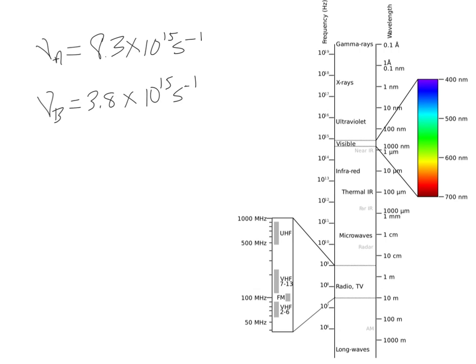Last part of the problem says, what kind of electromagnetic radiation is it? Well, we're going to look at that diagram like the one I have here, similar to one that's in your book. We know that the frequency is on the order of 10 to the 15th, and so that puts it in the ultraviolet range for both of those. It's almost in the visible range, but probably a safer bet is to say that it's ultraviolet.